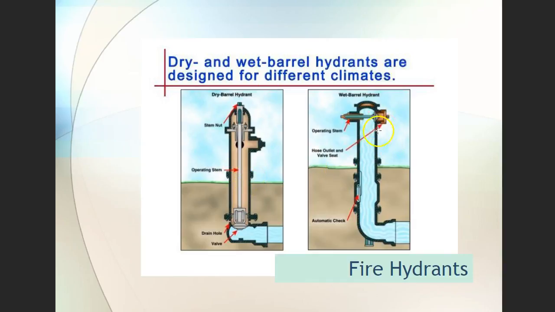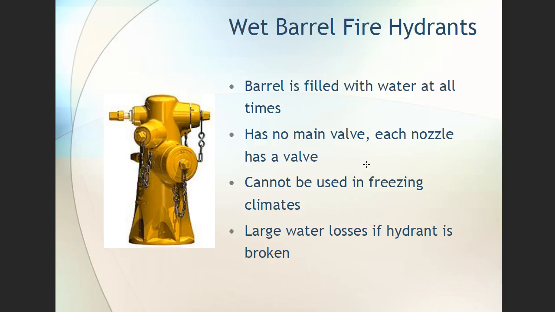Now, on a wet barrel, you've got live pressure all the way up, and each outlet has a separate valve and operating system. And what happens then if a car or a truck hits this is where you get your geysers. So in a wet barrel, the barrel is filled with water at all times. It has no main valve. Each nozzle has a valve. It cannot be used in freezing climates, and there are large water losses if a hydrant is broken.